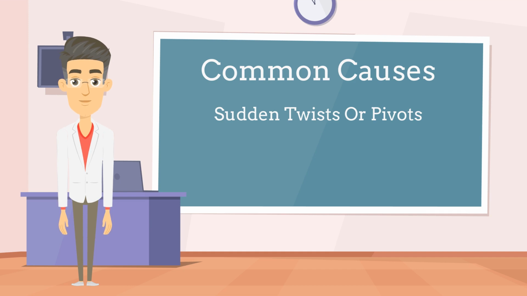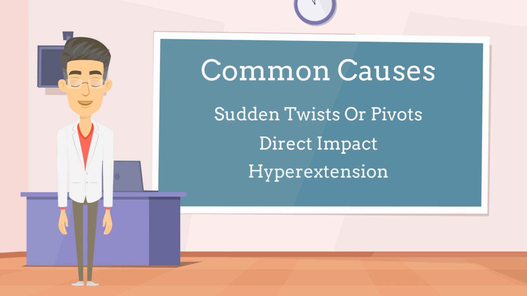Direct impact. This is a forceful blow to the knee, such as from a car accident or fall, can damage the ligaments. The impact can stretch or tear the ligaments depending on the intensity of the force. Hyperextension. This is when the knee joint is forcefully bent backward. It can strain or tear the ligaments. This can happen during activities like landing with a locked knee or when the knee is pushed beyond its normal limits. These causes can damage the ligaments by exerting excessive force or stretching them beyond their capacity.